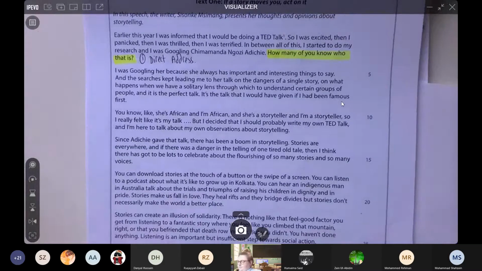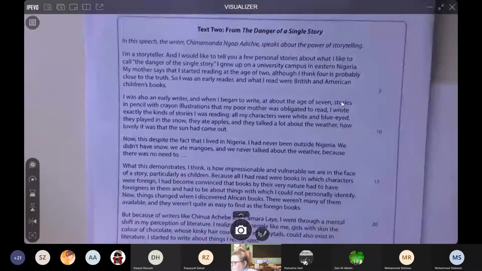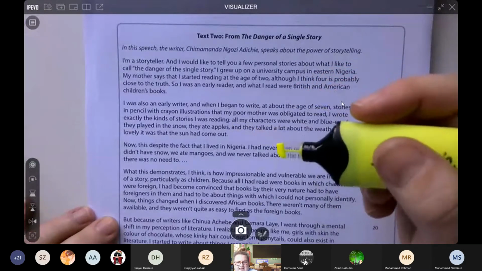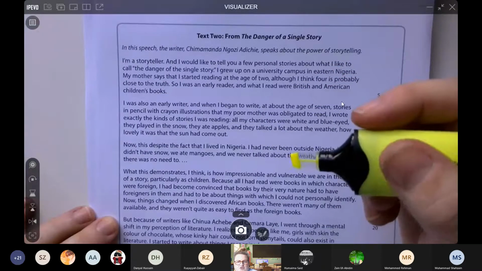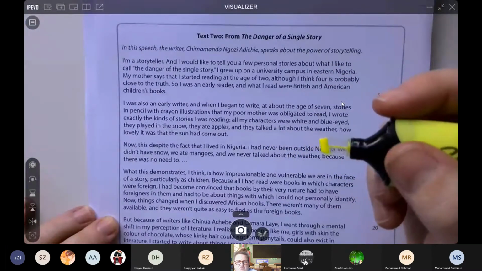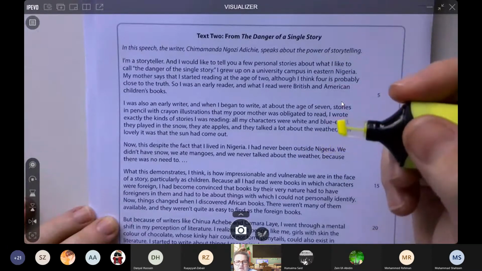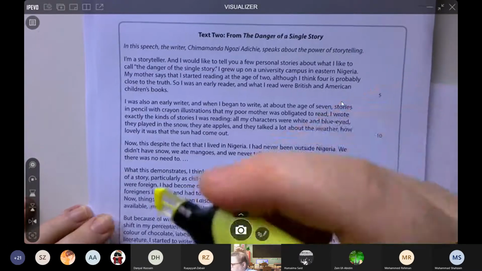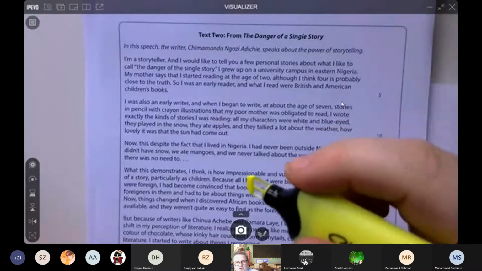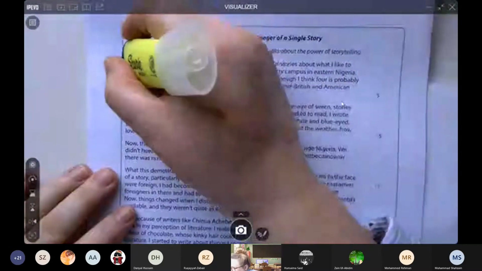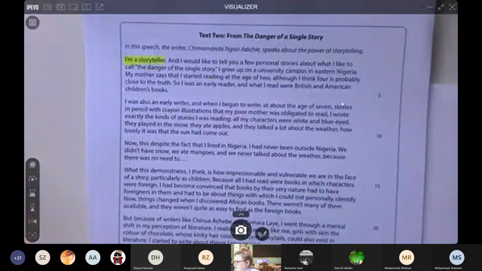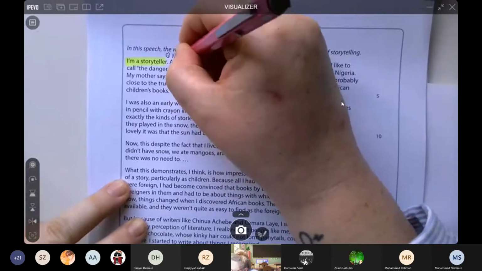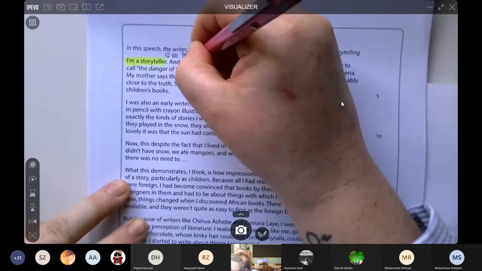If we look here, she says, "I'm a storyteller and I would like to tell a few personal stories about what I like to call the danger of a single story. I grew up on a university campus." I did this, I did that, okay? But this one is not at all using personal address. So we could just highlight this. And again, for our number one, we could put no personal or direct address.